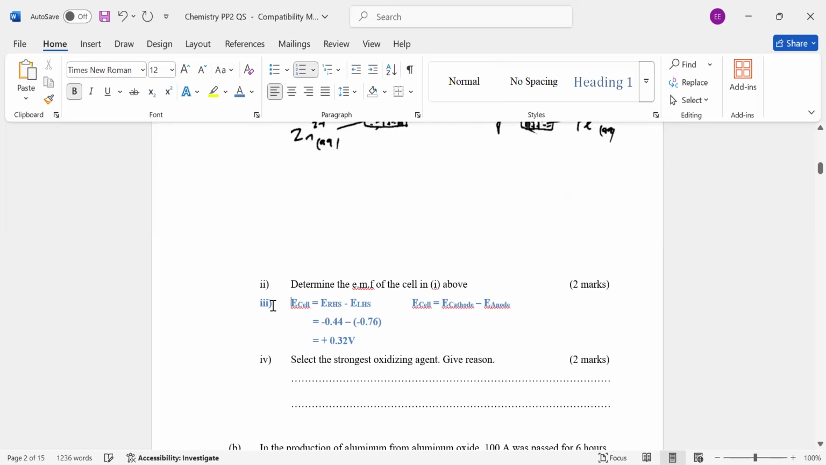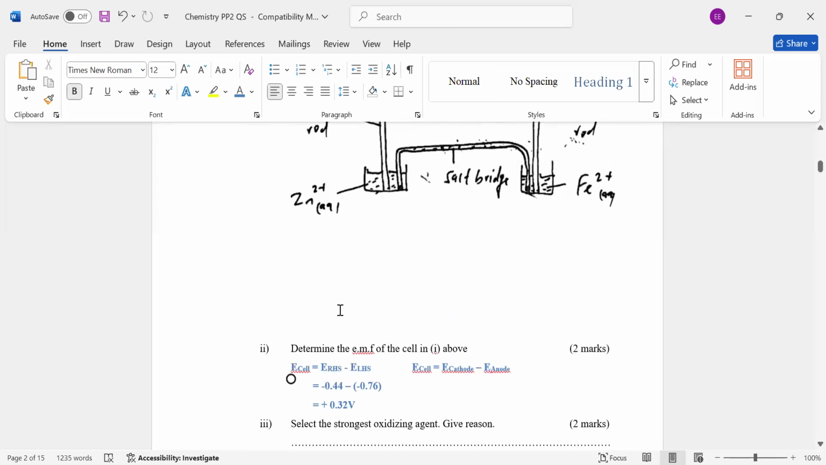Now, I was saying that for the E cell, there are several ways. You can look at it in terms of right-hand side and left-hand side, especially once you have a diagram like this. At the same time, I talked about the cathode and the anode. I say the left-hand side is the anode and the right-hand side is the cathode. So we can just use the two calculations and you can see the value that we're getting is a positive value, positive 0.2.